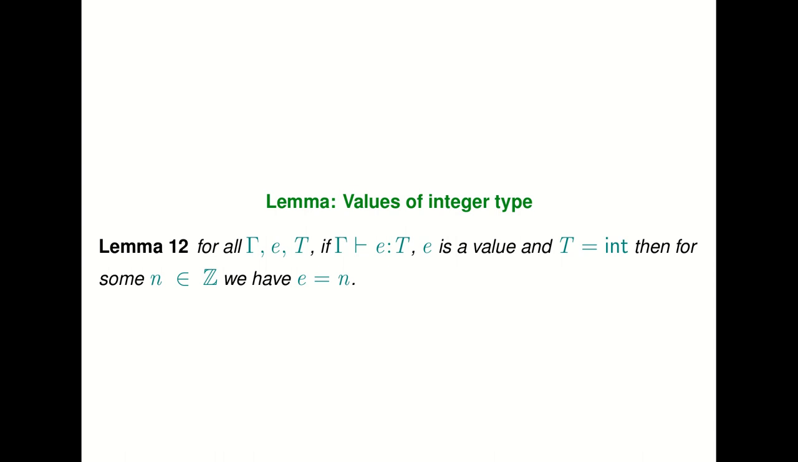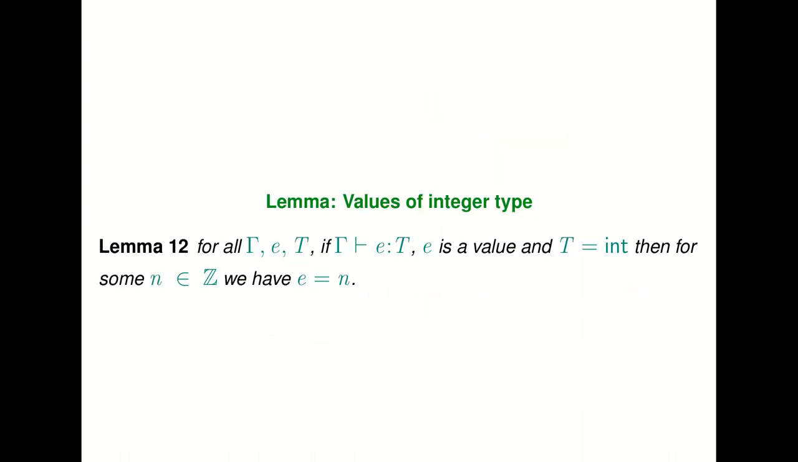Okay, so here's an example of an obvious lemma that nonetheless has to be proved. So this says that if you have a derivation that E has the type T, and you know that E is a value and T is an int, then E is actually a concrete integer n for some integer n. And how do you prove that?